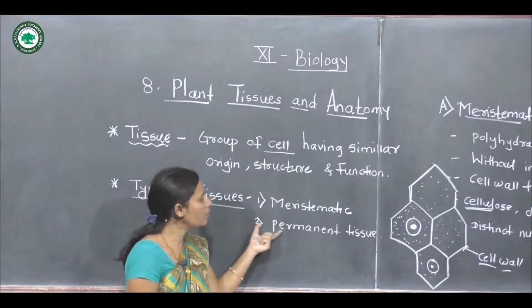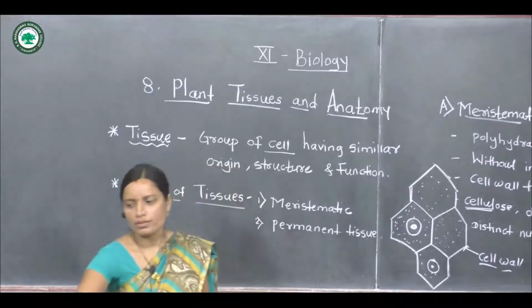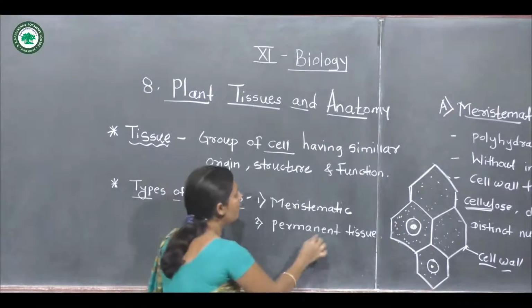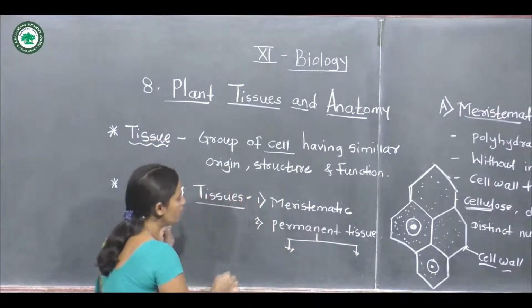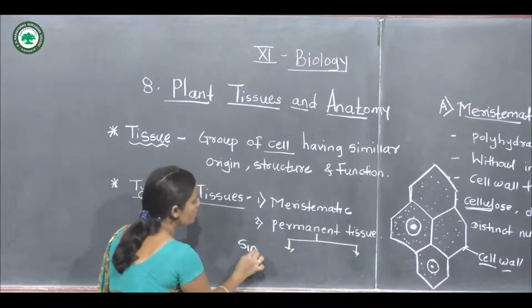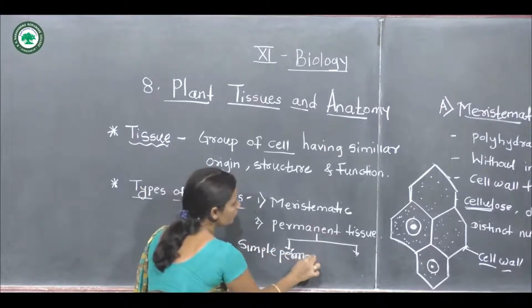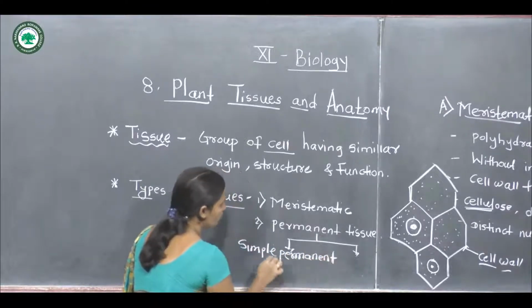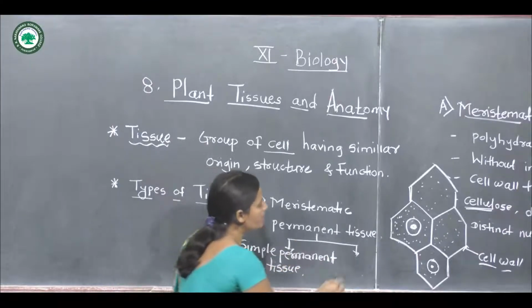Now the next one, permanent tissue. There are two types of permanent tissues: simple permanent tissues and complex permanent tissues.